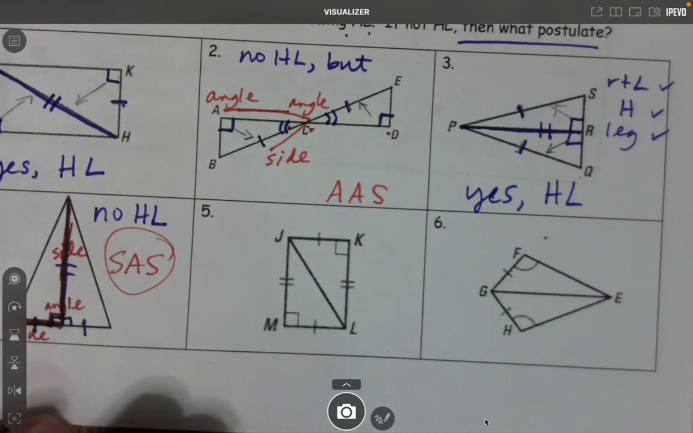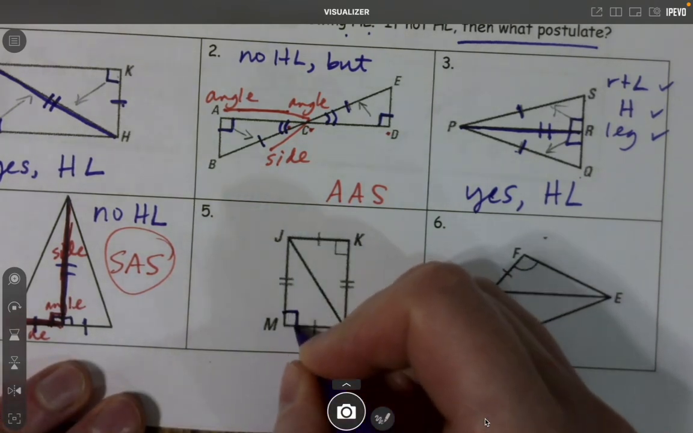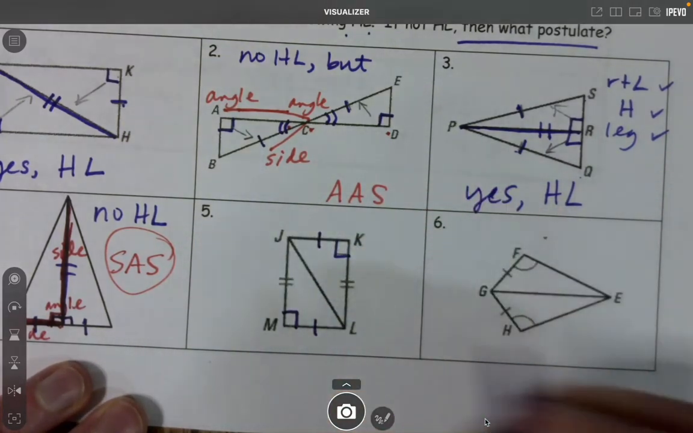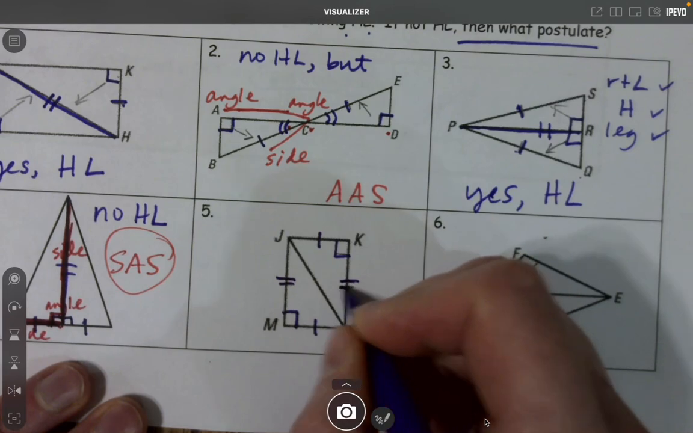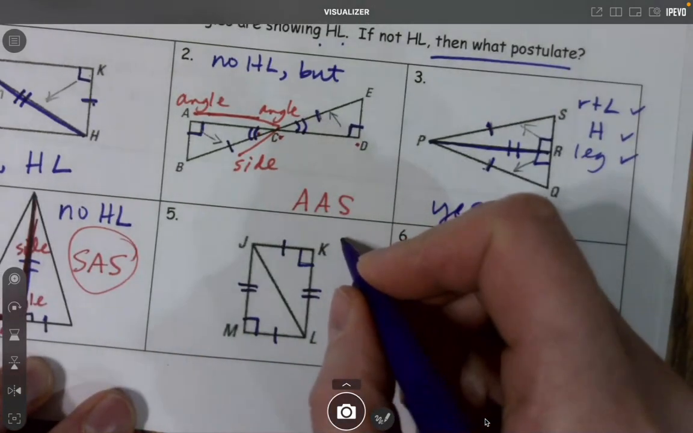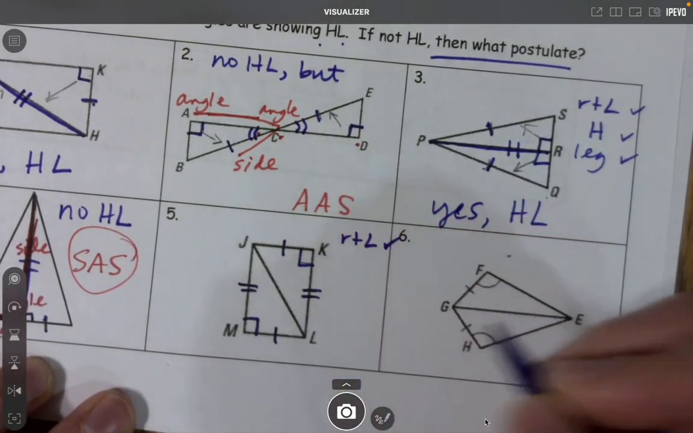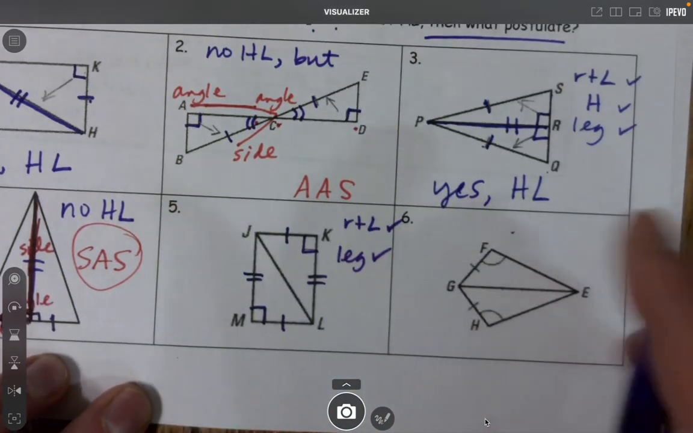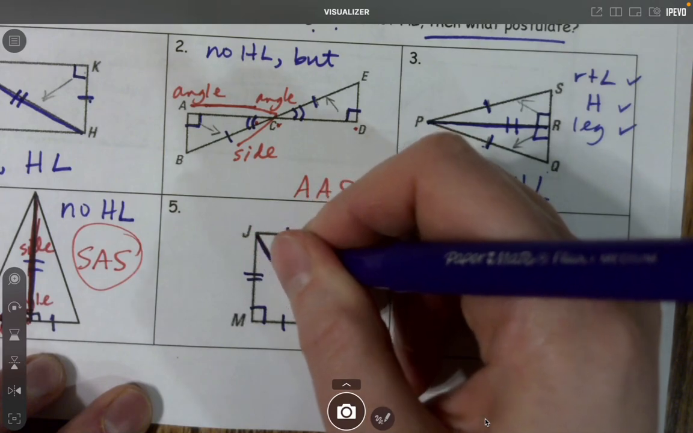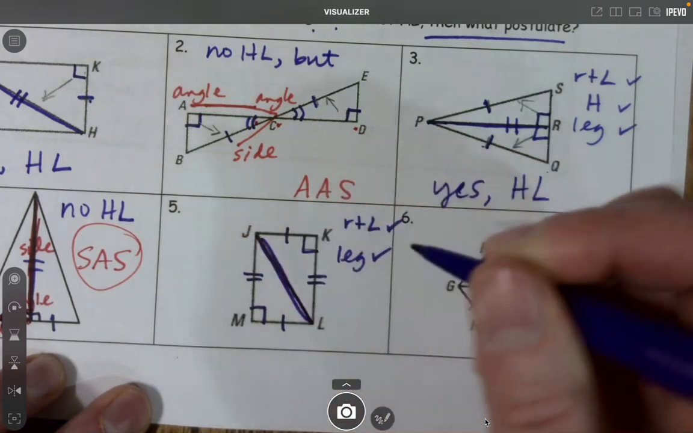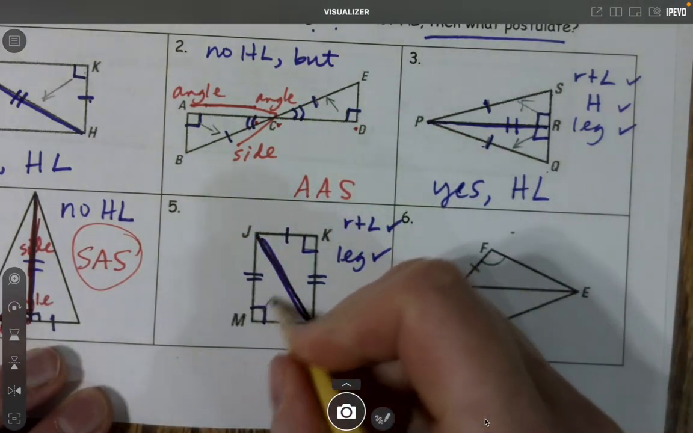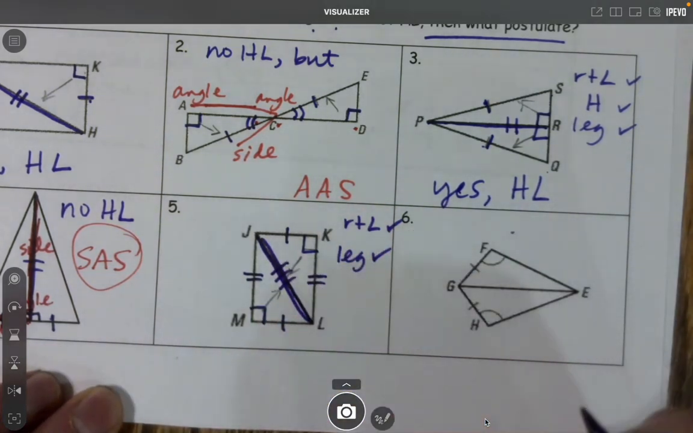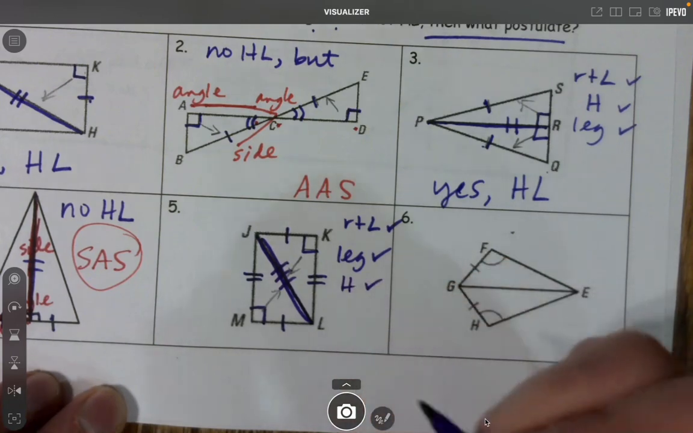So on this one, I have a right triangle again, and I have a leg congruent, and I have another leg congruent. But in order to show hypotenuse leg, I need a right angle, which I have. I need a leg, which I have, and I also need a hypotenuse. But if I look at the middle, that's the hypotenuse. It's across from the right angle, right? Across from the right angle for both of them, and it is congruent to itself. So I do have a hypotenuse and a leg congruent.